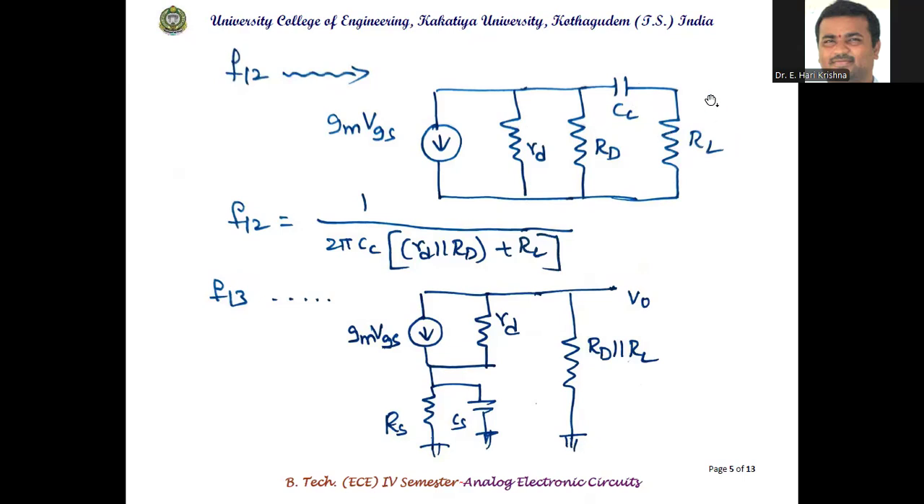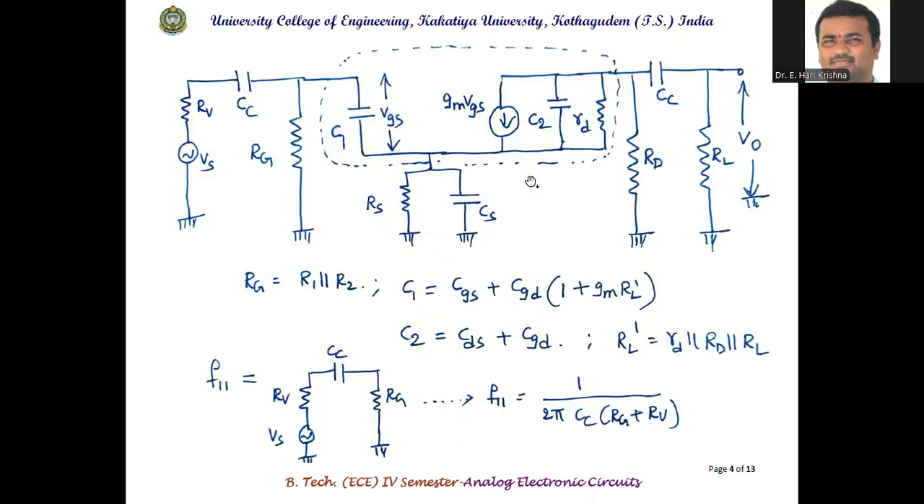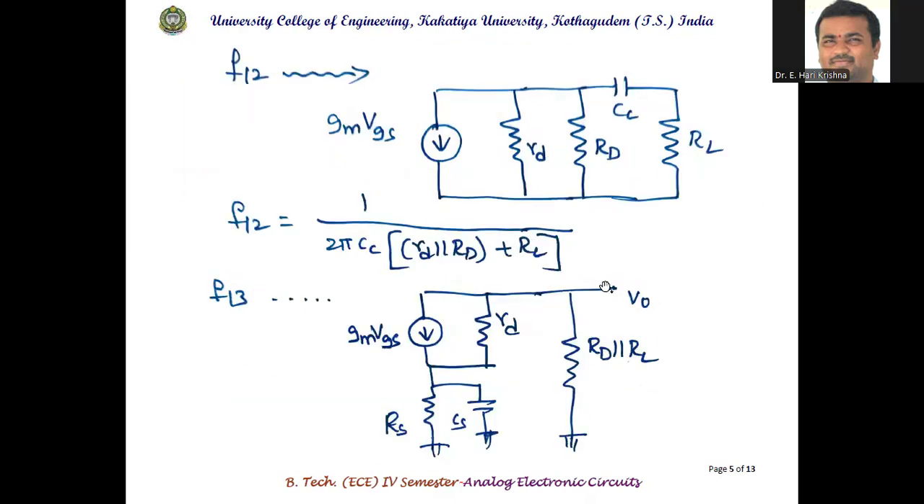Next calculation. This is again a high pass filter. Capacitor in series with the resistor, and we are taking the output across the load resistor. So it is again a high pass filter. F12. F13, the equivalent circuit is this combination. This combination is for the source bypass capacitance. The circuit is gm VGS parallel with rd, RS, CS, and RD parallel with RL. These two combine as RD parallel with RL.